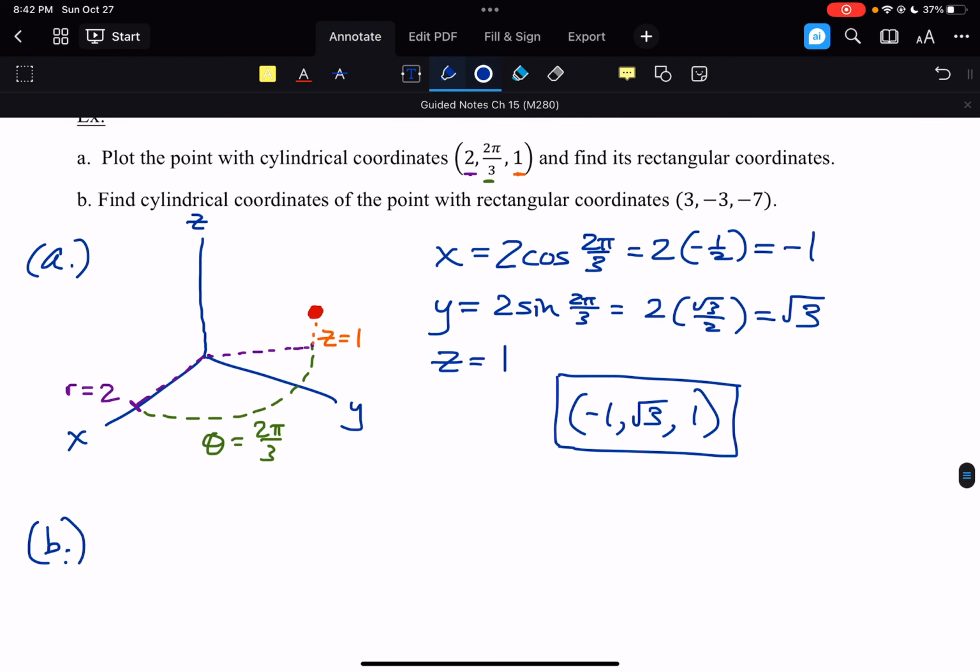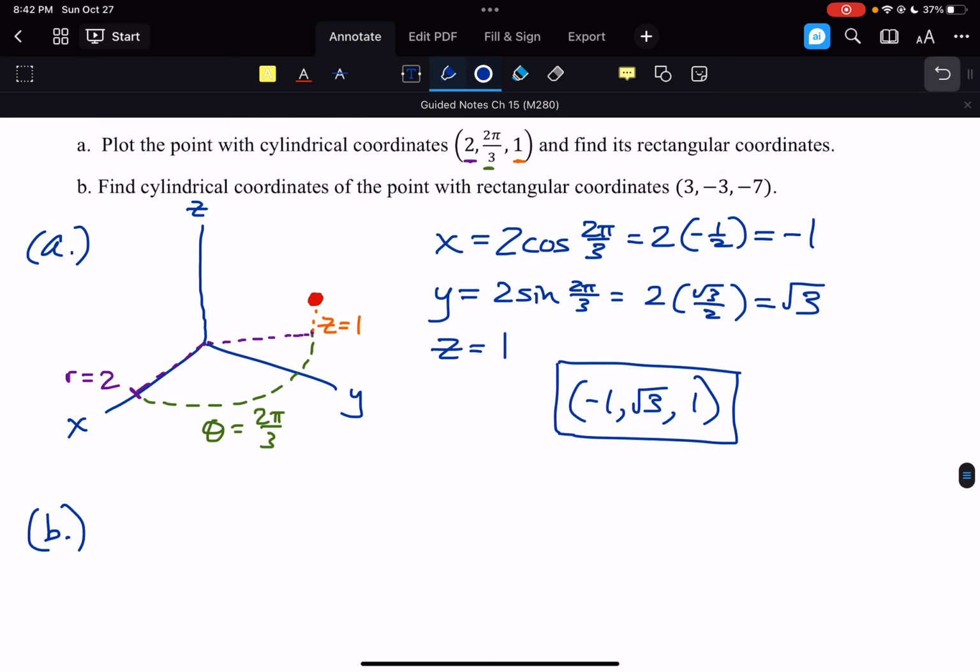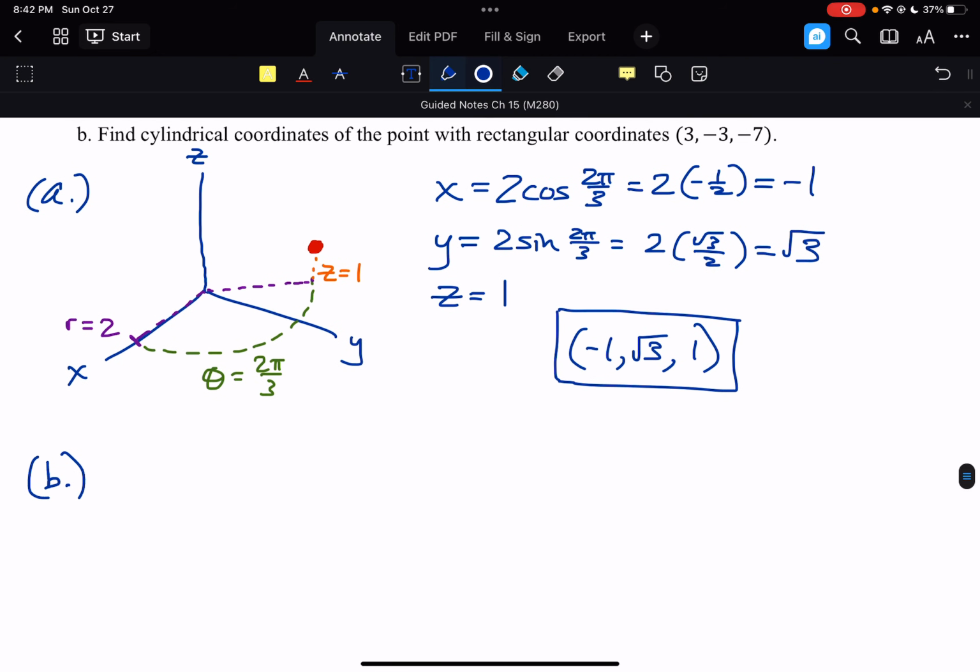Now, we can also convert the other direction. So if we're given a point 3, -3, -7, and we're asked to convert to cylindrical coordinates, we need r, theta, and z. The z is always the easy one. R is also usually pretty simple because we know that r squared is equal to x squared plus y squared from our conversion formulas. So r squared is 9 plus 9, which is 18. So r would simplify to 3 root 2.